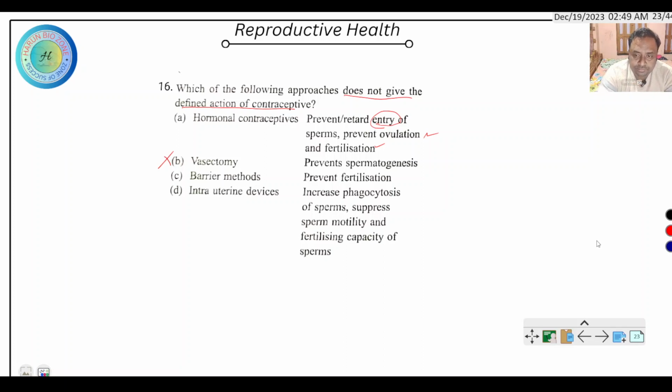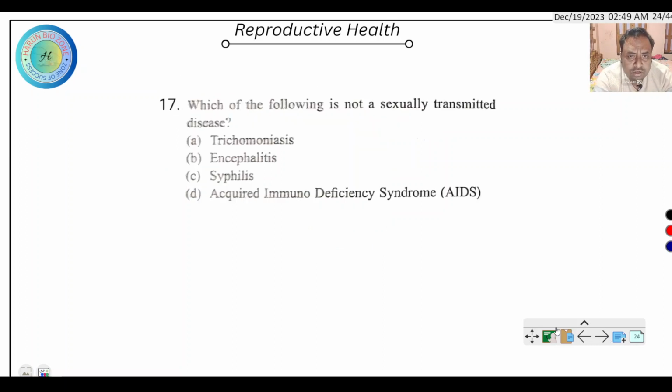Next question: which of the following is not a sexually transmitted disease? STD means sexually transmitted disease, a disease that spreads through sexual contact. Trichomoniasis is one type of sexually transmitted disease. Encephalitis is not a sexually transmitted disease.